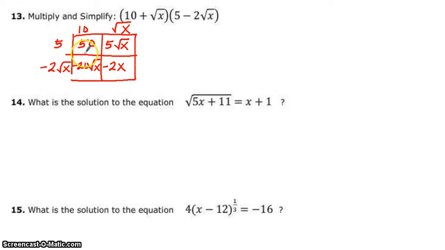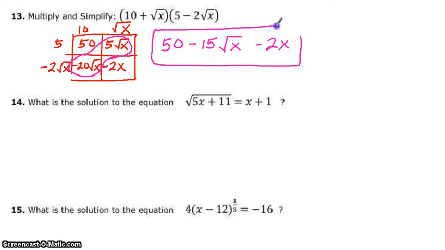Combine your like terms, and you've got 50. Negative 20 plus 5 is negative 15 square root of x minus 2x. All right, you could have written that in a different order. As long as all three of those terms are there, you're good.